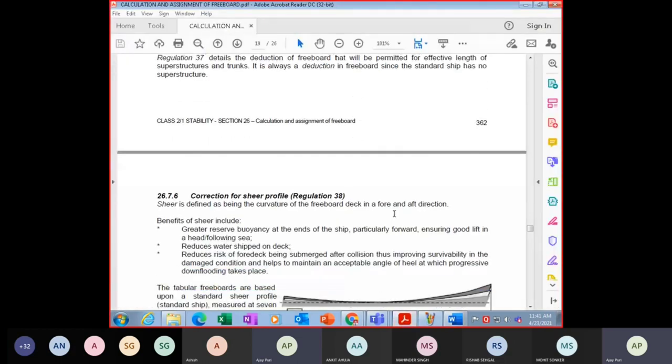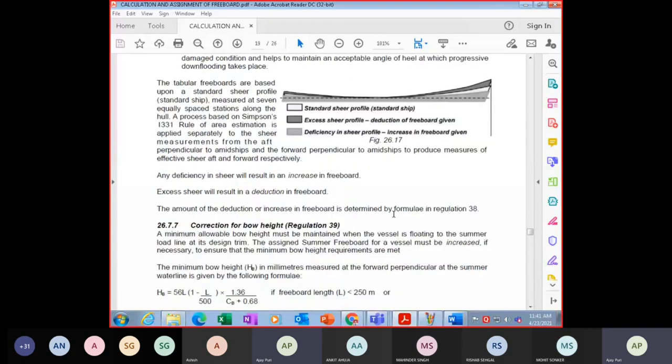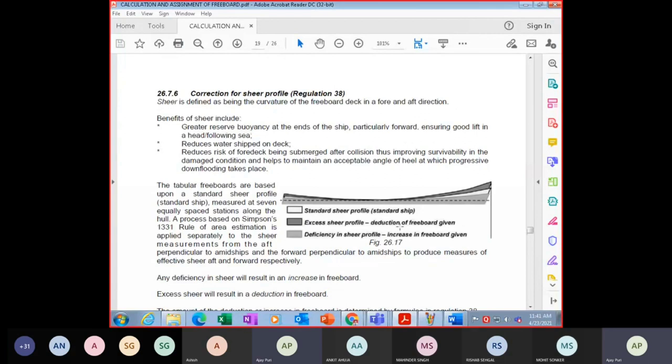Now we come to shear profile, and then we'll do bow height. So shear is basically the upward curvature of the freeboard deck in the fore and aft direction. Now with your shear, you are having greater reserve buoyancy at the ends. So whenever your ship dives into heavy seas, it is going to come up fast. Second point, it reduces water shipped on deck because your forward shear is twice the aft shear. It reduces your risk of the foredeck being submerged after collision and thus improves survivability in damage conditions and helps maintain an acceptable angle of heel at which progressive down flooding can take place.